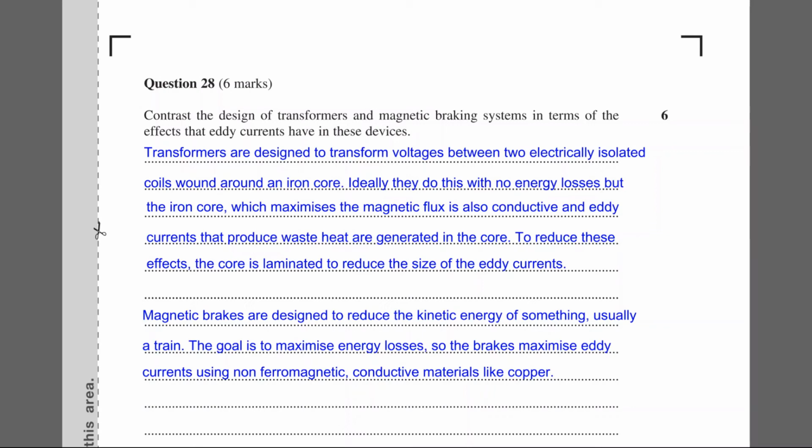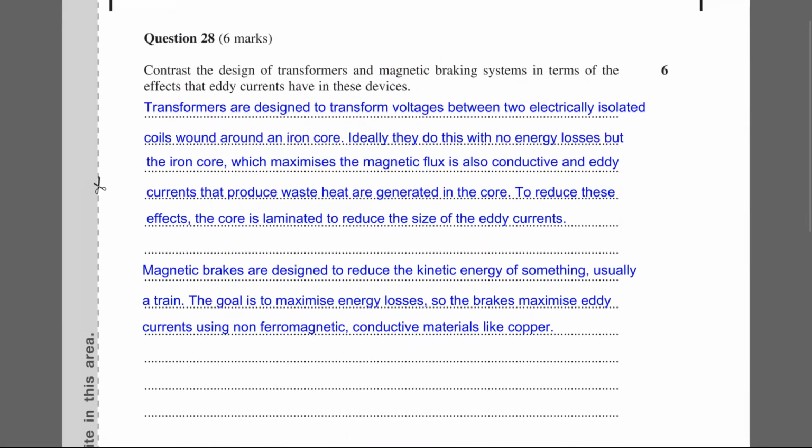So, transformers are designed to transform voltages between two electrically isolated coils wound around an iron core. Ideally, they do this with no energy losses, but the iron core, which maximizes the magnetic flux, is also conductive, and eddy currents that produce waste heat are generated in the core. To reduce these effects, the core is laminated to reduce the size of the eddy currents. Magnetic brakes, on the other hand, are designed to reduce the kinetic energy of something, usually a train. The goal is to maximize energy losses, so the brakes maximize eddy currents using non-ferromagnetic conductive materials like copper.